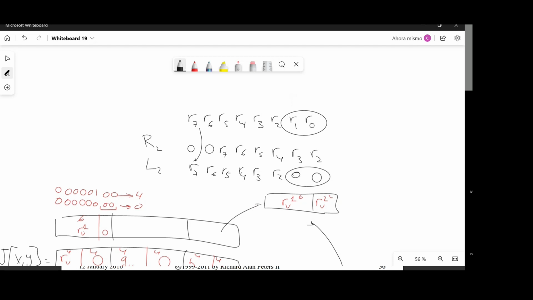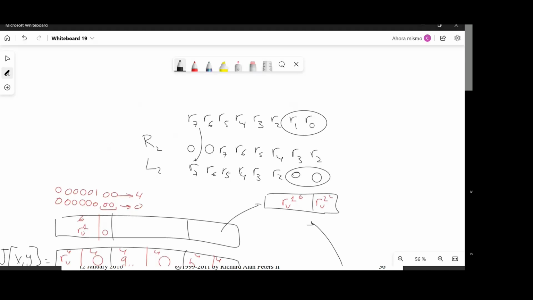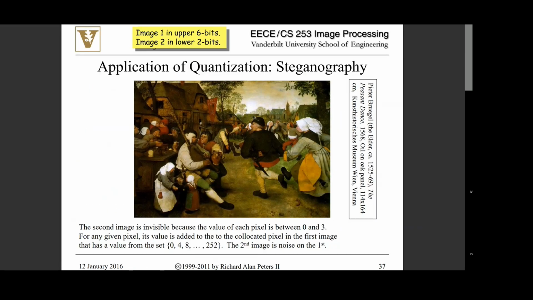The other one is called cyclic shift. In the cyclic shift, these two bits would go in from the other side. Okay, so now I compute the XOR between the two. I'm just constructing this image. Let's see the result. So this is the second image. The second image is in the lower bits.